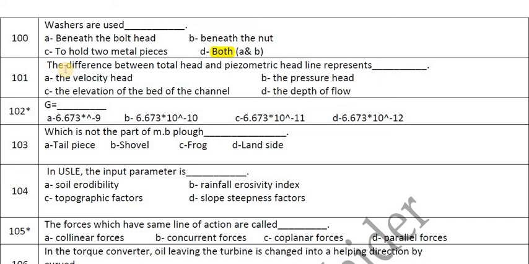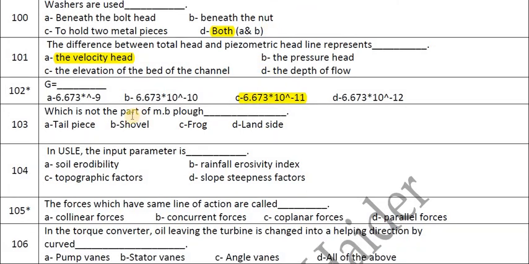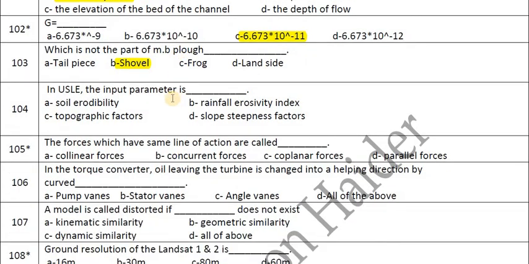So let's move to question number 101. The difference between total head and piezometric head line represents velocity head. The value of capital G is 6.673 × 10^-11, which is not the part of moldboard plow. So shovel is not the part of moldboard plow.